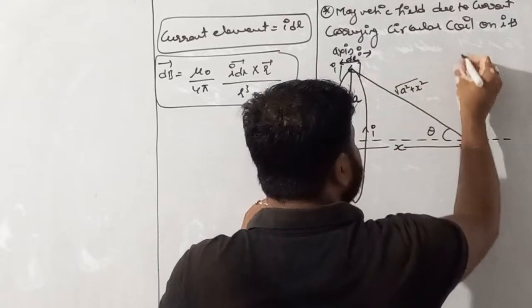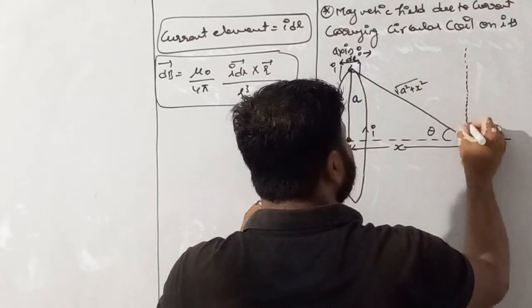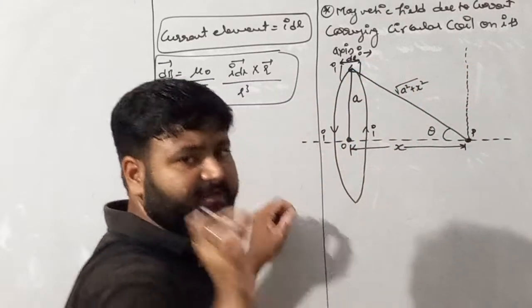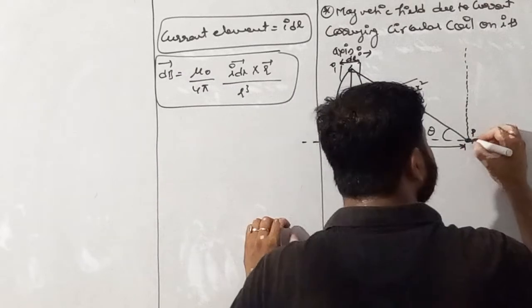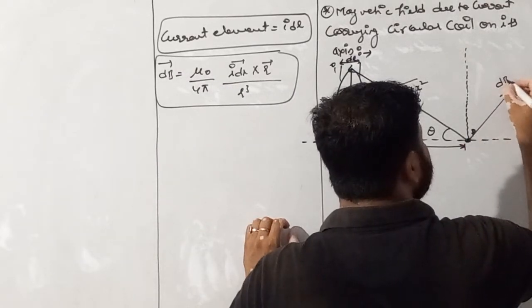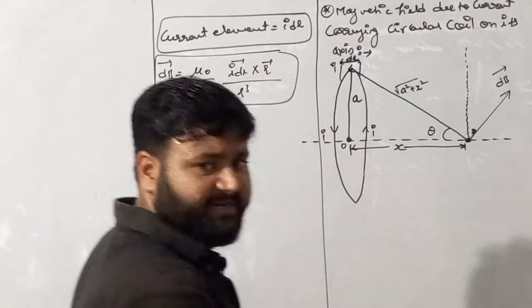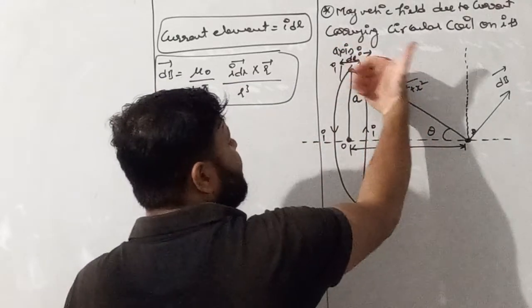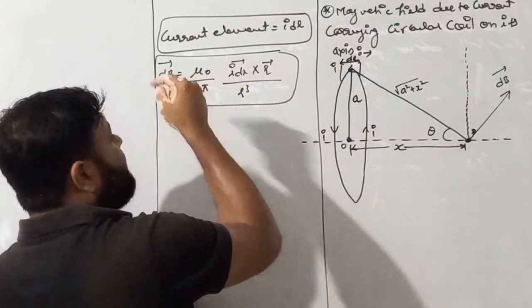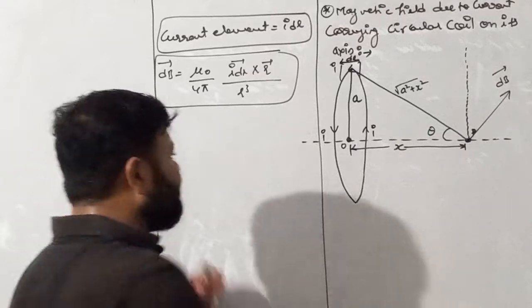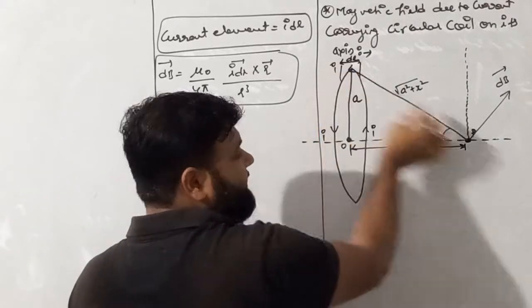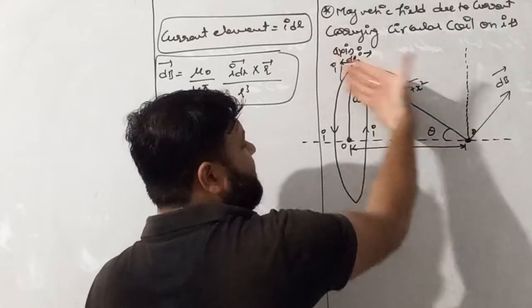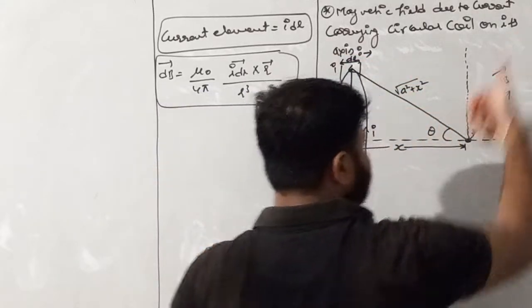So due to this current element, which is basically a small element, the direction of the magnetic field must be like this. This is basically the dB vector. I am repeating once again, I dl to r, the thumb gives the direction of the magnetic field. So due to this current element at point P, the direction of the magnetic field must be like this.